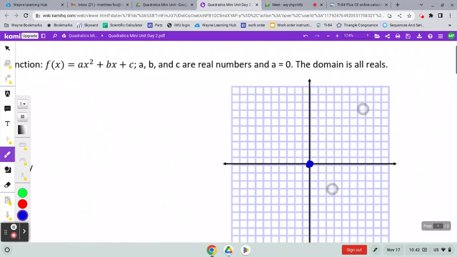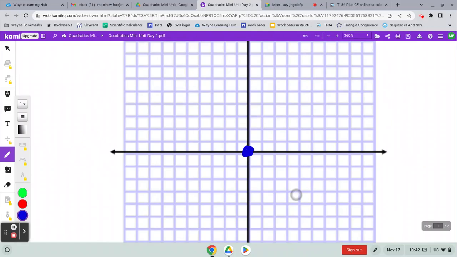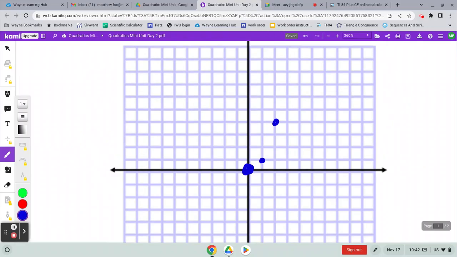You'll do it both ways. Now, that only works if a is 1. If a is not 1, you multiply 1, 3, 5 by whatever it is. And we'll talk more about that in a minute.